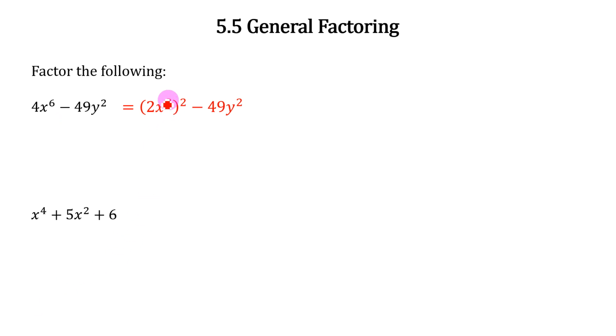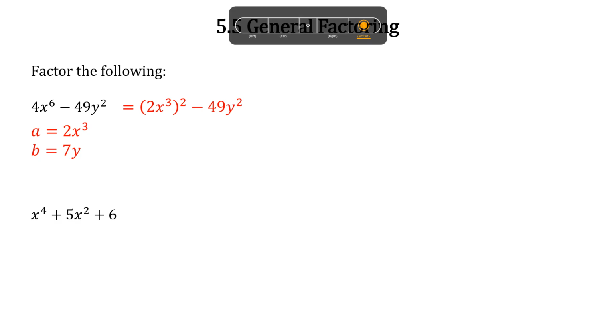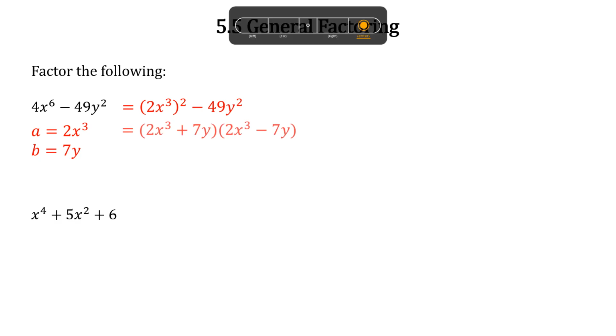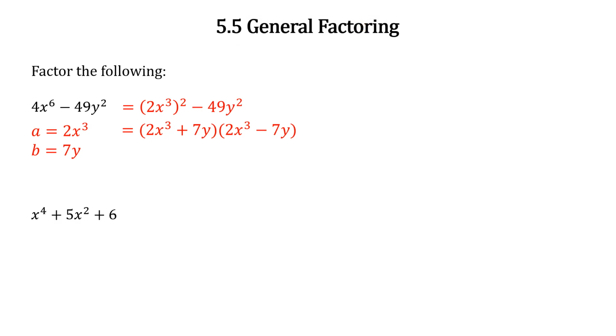So the idea is you have a perfect square minus a perfect square. All of this would get squared. So we say a is 2x cubed and b is 7y. So we'd have 2x cubed plus 7y times 2x cubed minus 7y.